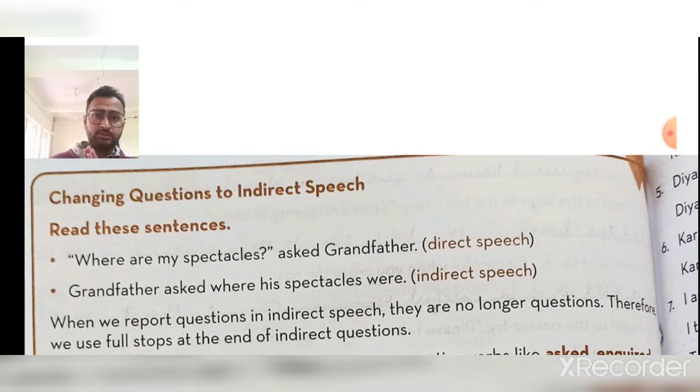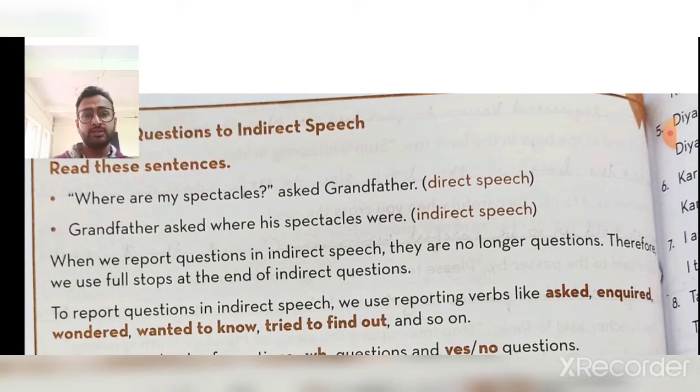Changing a question to indirect speech. Where are my spectacles? Asked grandfather. Grandfather asked where his spectacles were. You can see how to change it into indirect speech. And please, students, when you report a question in indirect form, we add a full stop. You can see it in every sentence. So here is your answer. When we report a question in indirect speech, it is no longer a question. Therefore, we use a full stop at the end of the indirect speech.